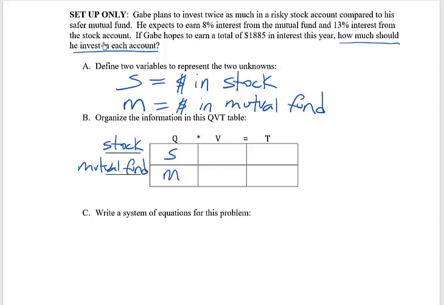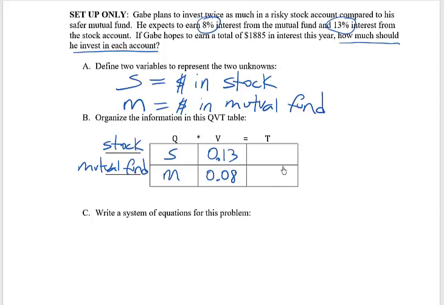Let's see, where's the stock? The stock is the 13%, but don't write the percent, write it as a decimal. That would be 0.13 because I moved the decimal point 2 places to the left. And the mutual fund is 8%, that would be 0.08, moving the decimal point 2 places to the left.